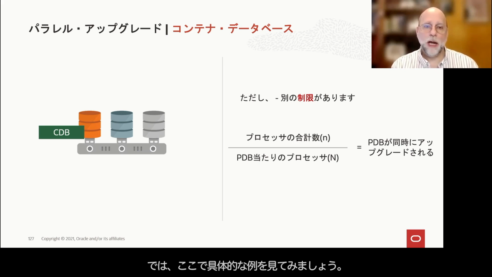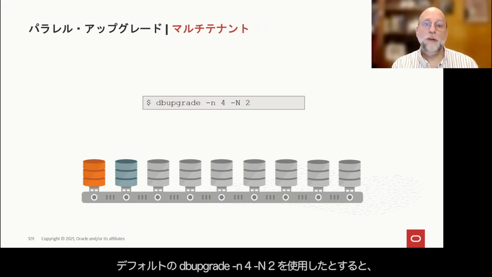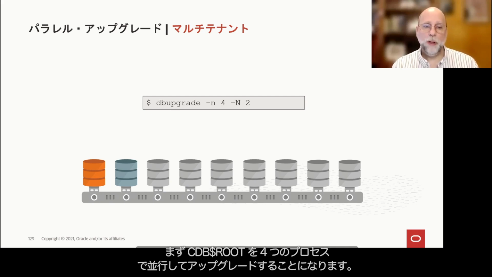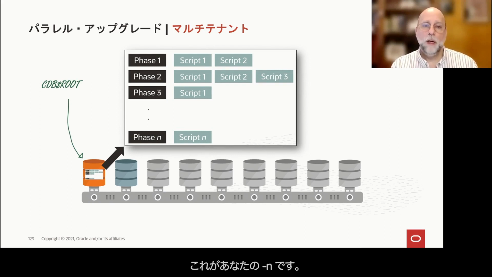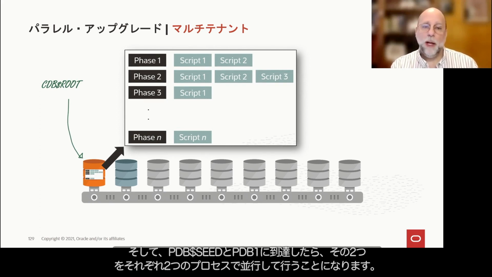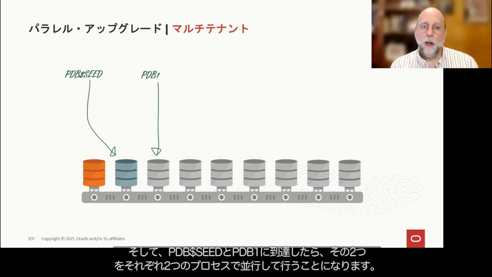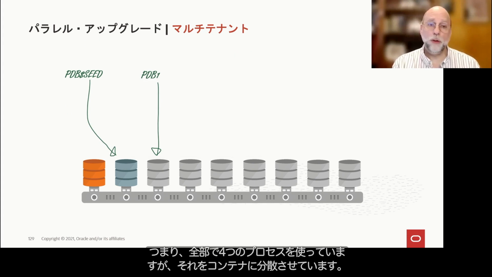So let's look at a concrete example here. Let's say you use the defaults, which is dbupgrade -n 4 -N 2. What will happen is that we will first upgrade the CDB root with 4 parallel processes. That's your -n. And then when we get to the PDB seed and PDB1, we'll do those 2 in parallel, each with 2 processes. So we're still using the 4 total, but we spread them over 2 containers.